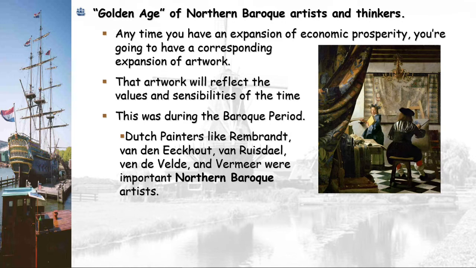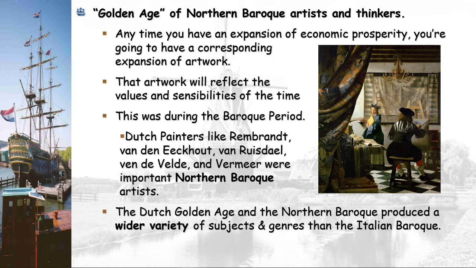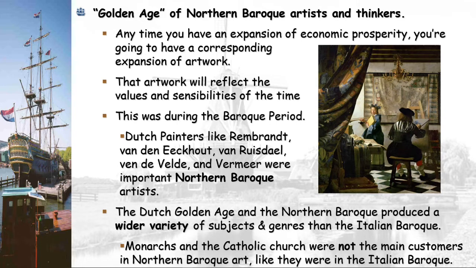Dutch painters like Rembrandt, Van Dyck, Hals, Ruisdael, van de Velde, and Vermeer were important Northern Baroque artists. And the Dutch Golden Age and the Northern Baroque produced a wider variety of subjects and genres than the Italian Baroque. Monarchs and the Catholic Church were not the main customers in Northern Baroque art like they were in the Italian Baroque.